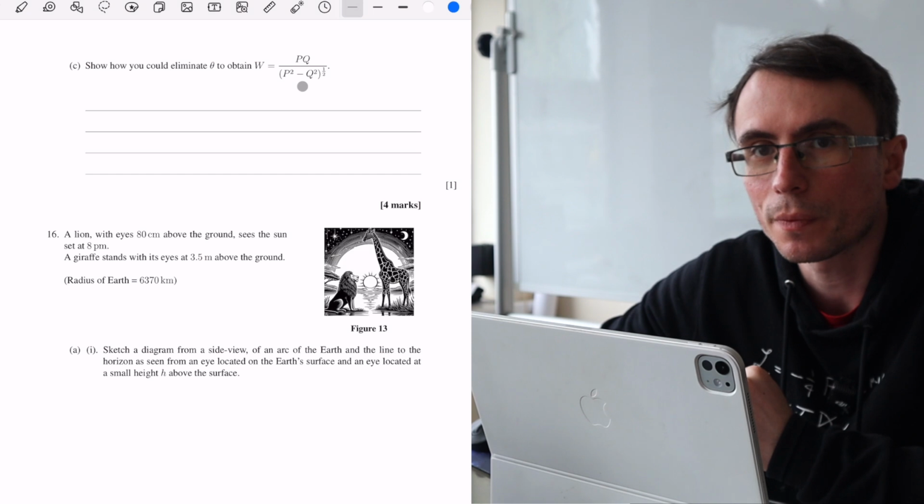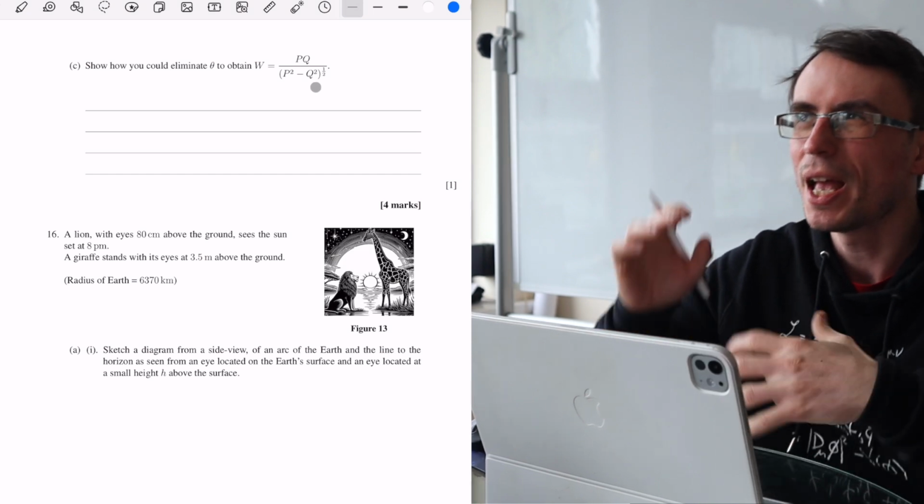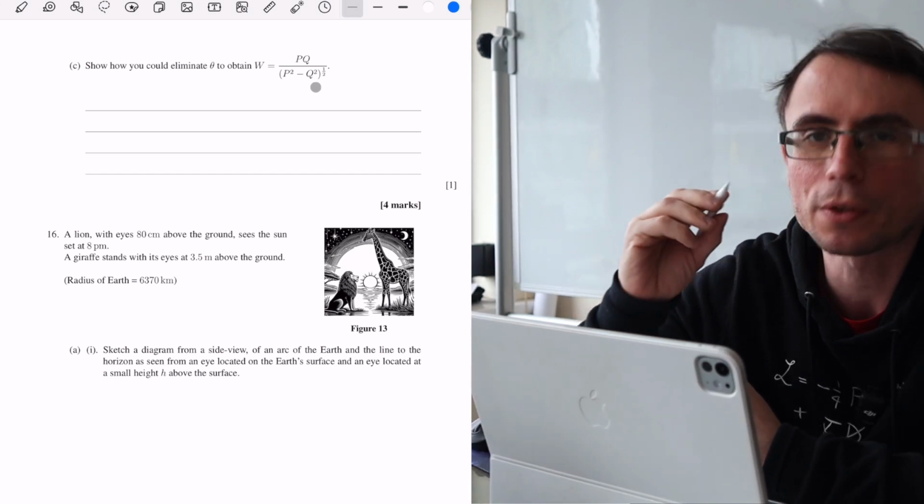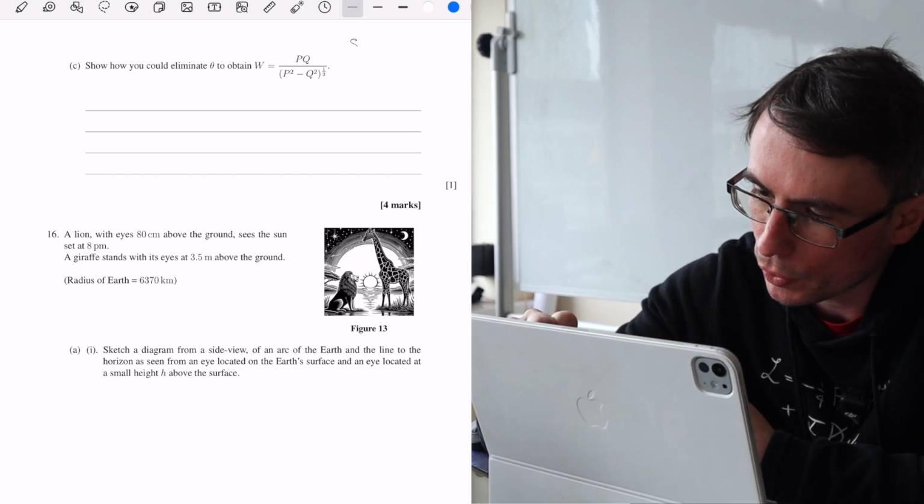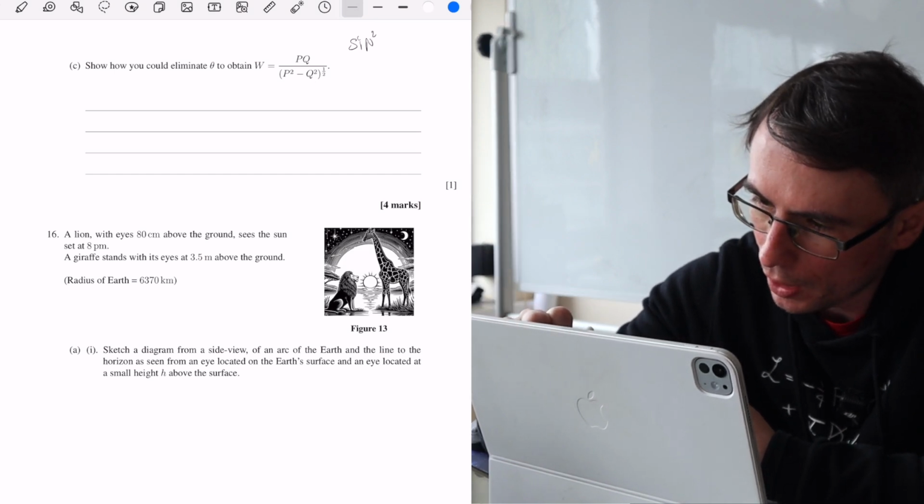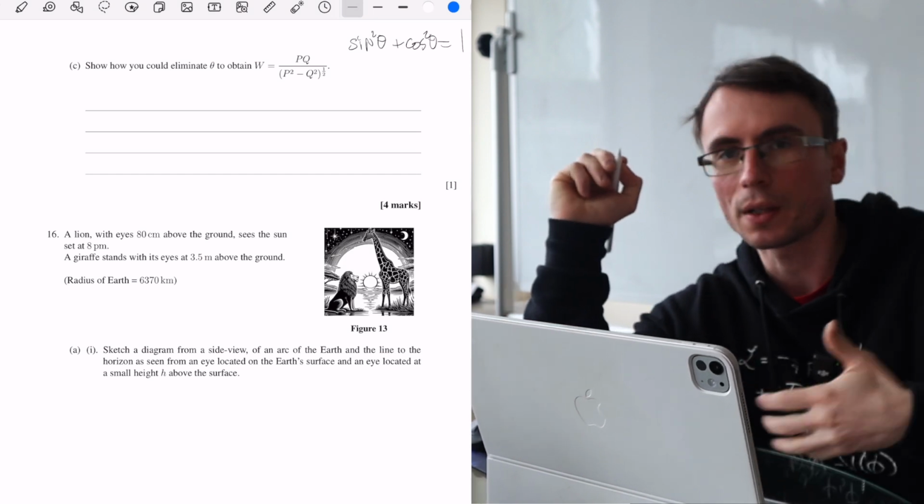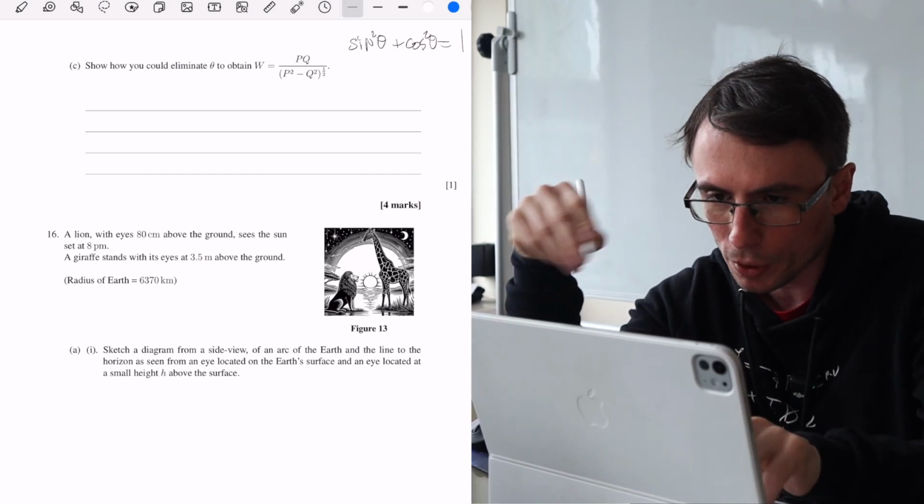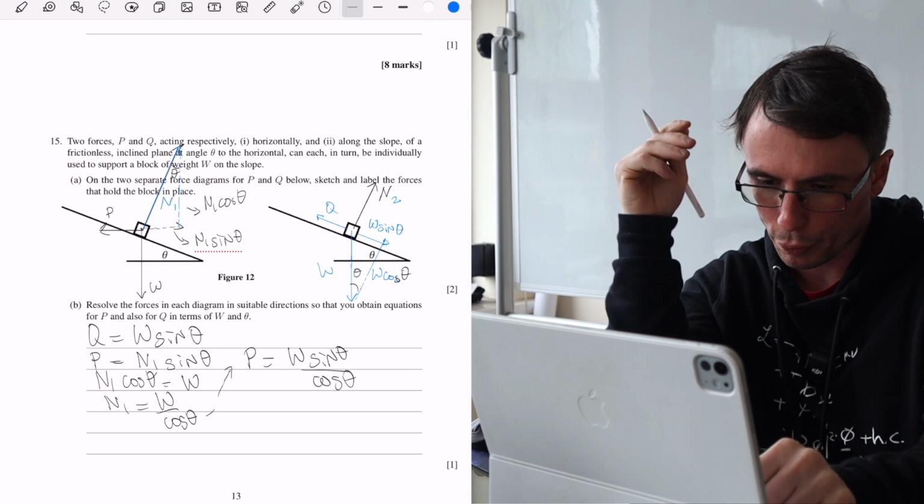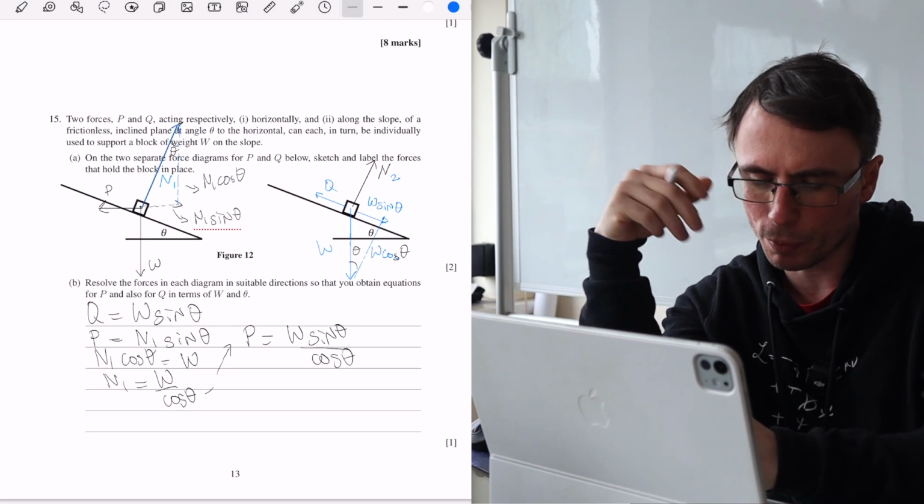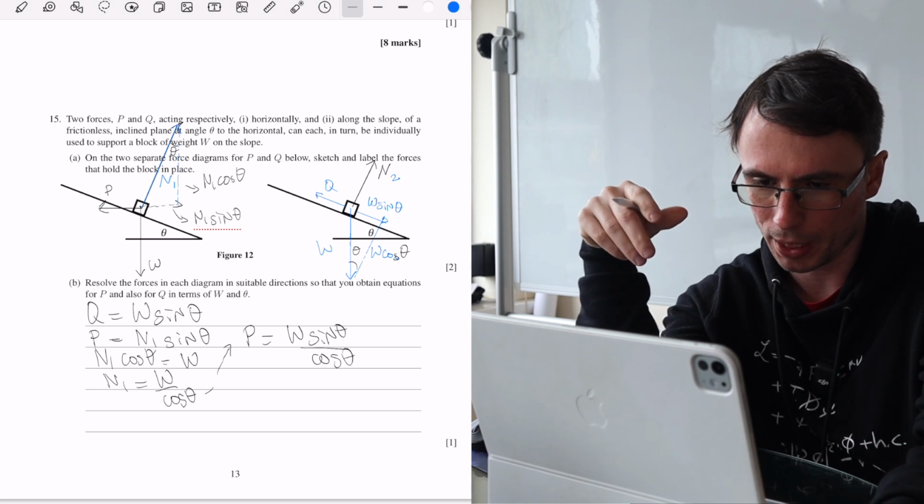Part C, show how you could eliminate theta to obtain the following expression, and we're given something, take away something squared raised to a power of a half. Anytime we're looking for vector components, trust me, 90% of the time I'm going to have to use the fact that sine theta plus cos theta squared is equal to 1. Okay, just with that in mind, let's have a look at the previous equations. I might even just work a little bit more on this page.